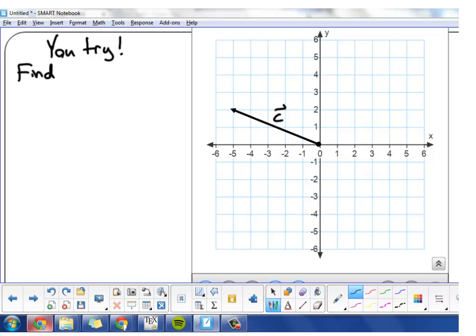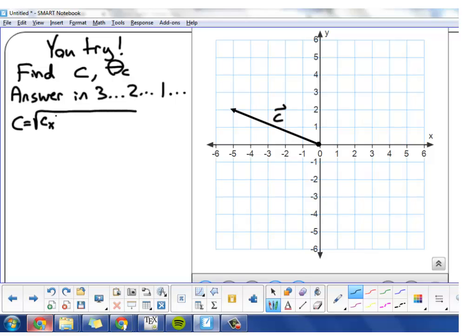Now you try. Here's a vector. Find the magnitude and the direction. The answer's in 3, 2, 1. Well, to find the magnitude, we're going to use the Pythagorean theorem. We can see that the components are negative 5 for the x component and 2 for the y component. So when we add negative 5 squared plus 2 squared and take the square root, we get 5.4.